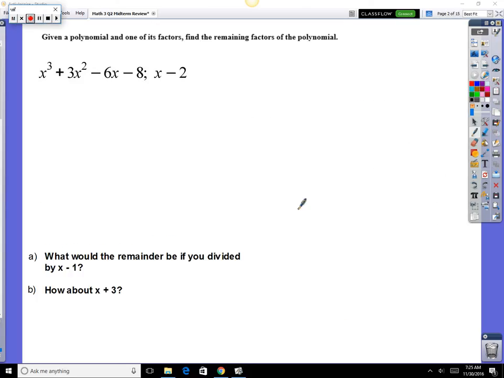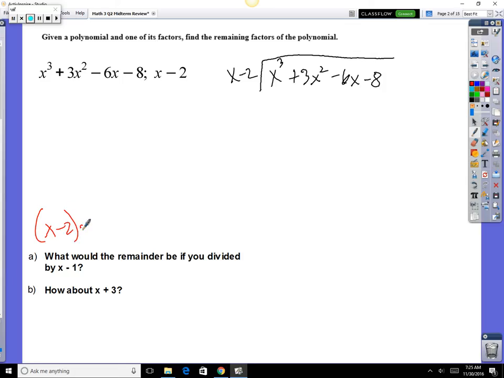Okay, let's look at this polynomial. Given a polynomial and one of its factors, find the other factor. So they want you to do long division. You have x cubed plus 3x squared minus 6x minus 8, and they want you to divide that by x minus 2. Okay, so let's do the long division and we will find the other factors. The factors are what multiply together to give you this polynomial. So this is x minus 2 times something, and we're going to find it.